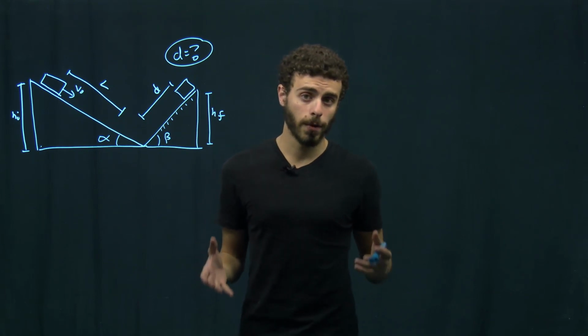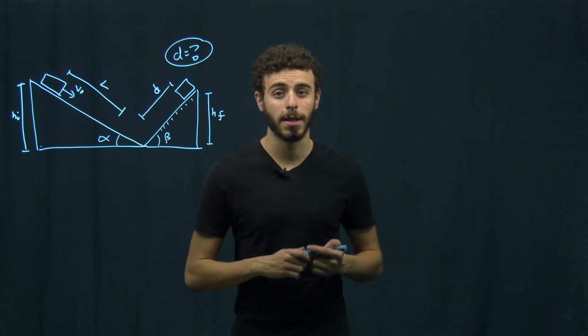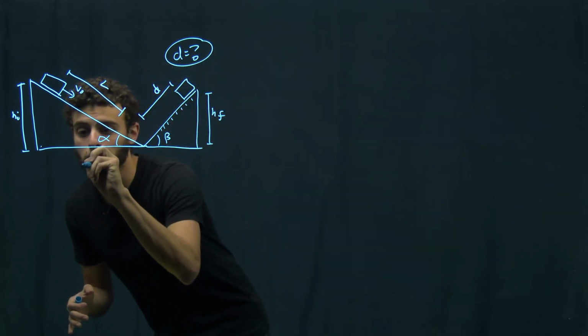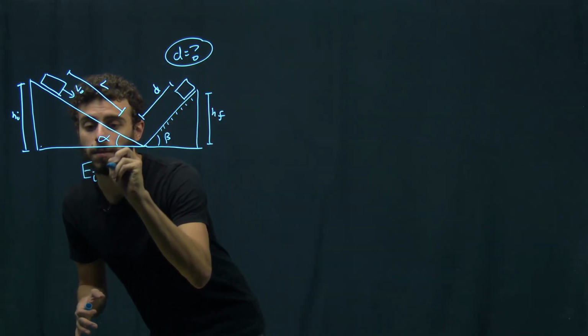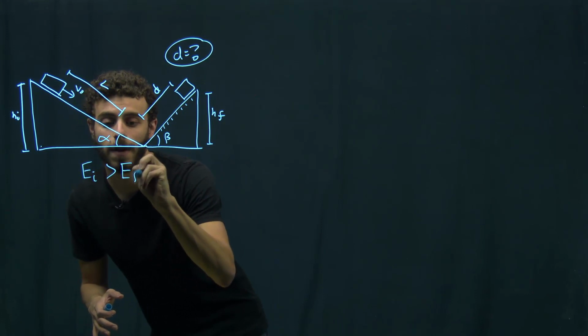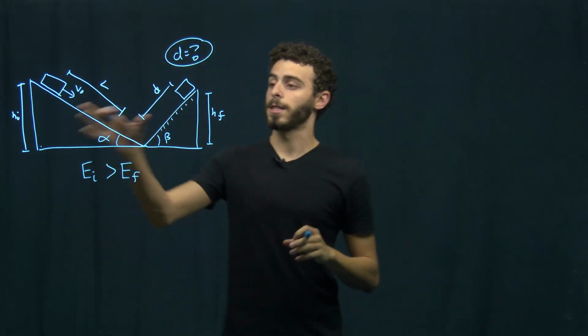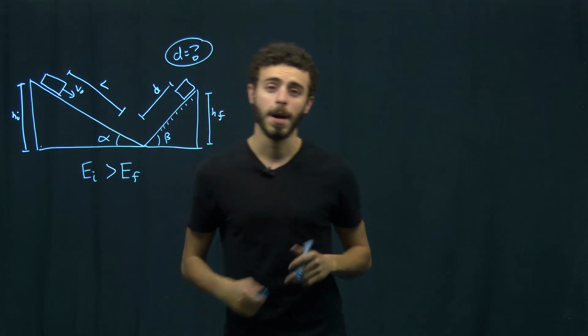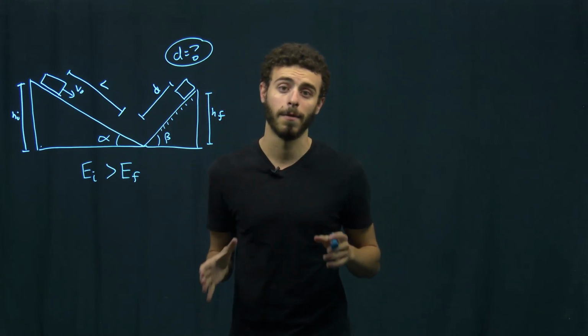So we have a non-conservative force, so our mechanical energy is not in general conserved. What I want to write down first is just keep in mind that our initial mechanical energy should be greater than final. That's just to say that it starts with some energy, and then the friction force along this second ramp is going to work to take away some of that energy.